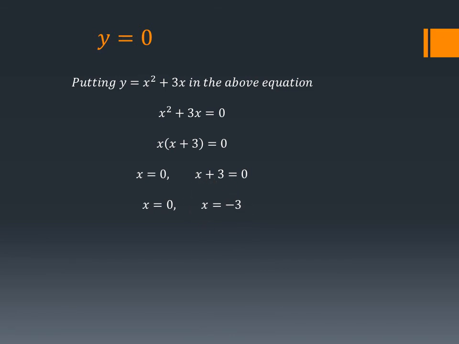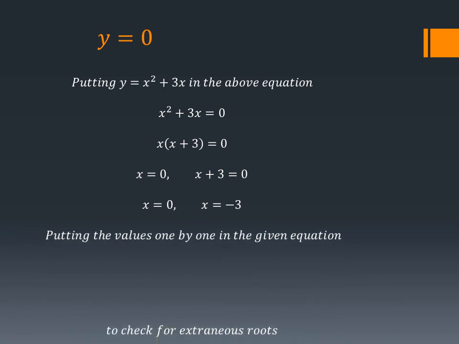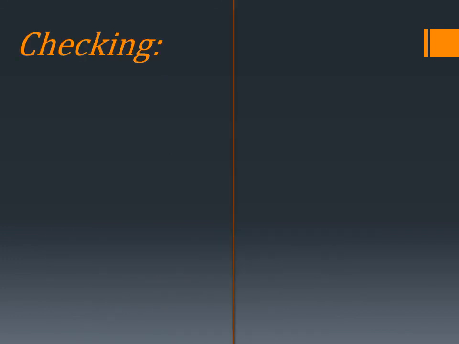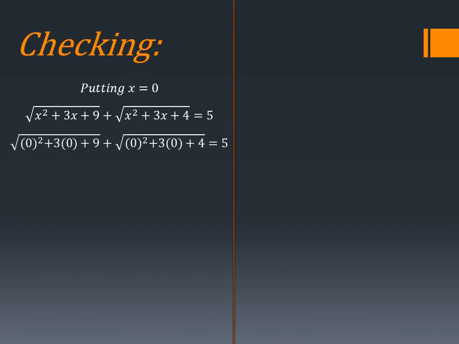Now you can see these are the simple answers, so we can check for the extraneous roots here. Putting the values one by one in the given equation to check for extraneous roots. Putting x is equals to 0, our equation was x square plus 3x plus 9 and x square plus 3x plus 4 equals to 5. Multiplying the digits with 0, the answer will be 0, so we will have 9 inside first root plus 4 inside the other root equals to 5. The root of 9 is 3 and the root of 4 is 2, so the answer will be 5 equals to 5, which means our answer 0 is the actual answer of x.